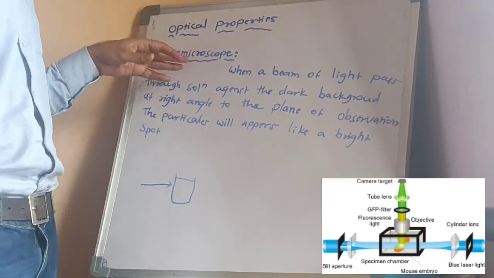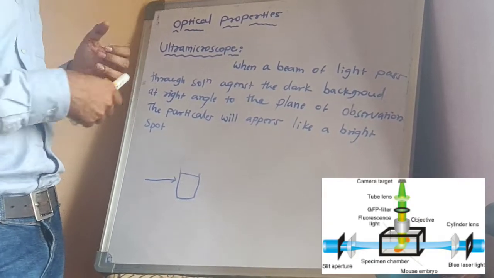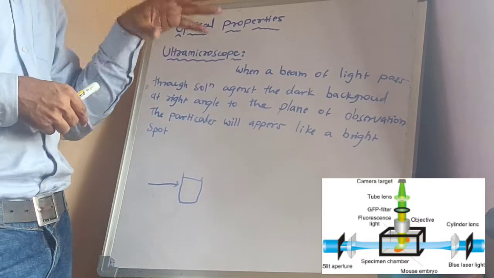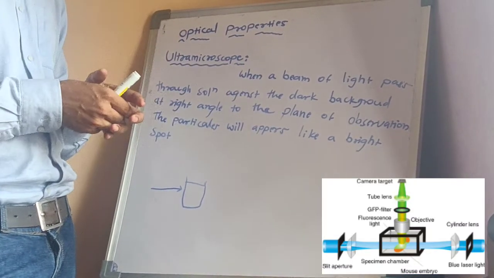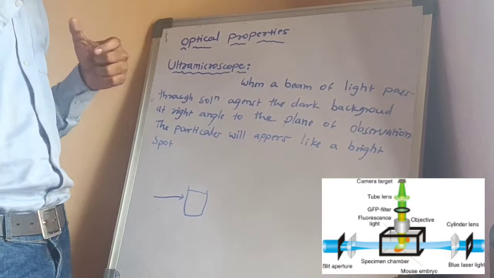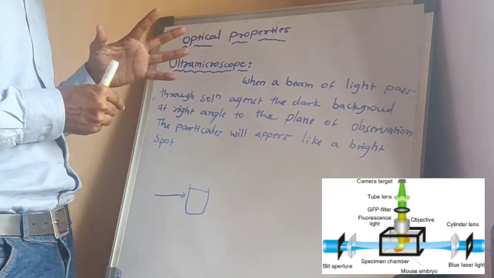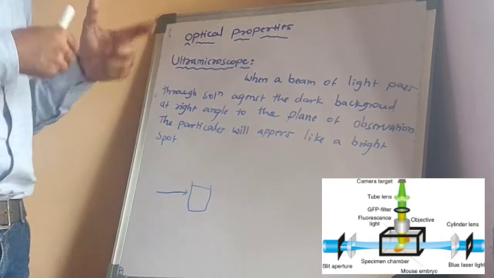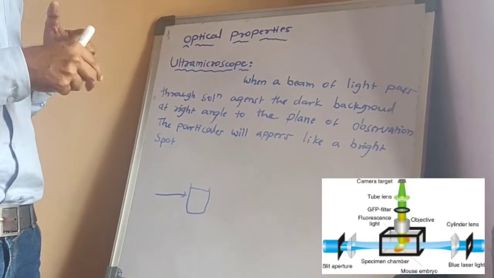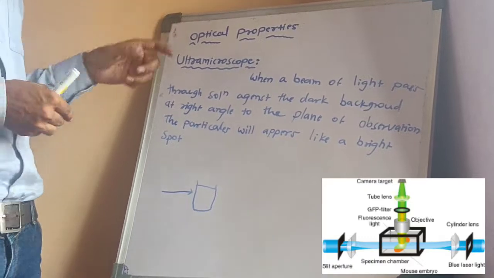Next is ultramicroscopy. What is ultramicroscopy? What is the principle of ultramicroscopy? When a beam of light passes through a colloidal dispersion or solution against a dark background at a plane to the observation, then the dispersed particles will appear as bright spots.